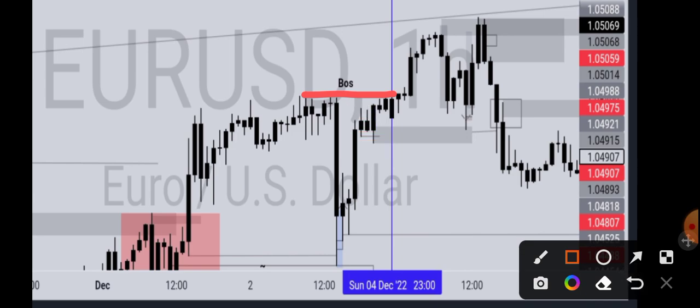Then the range that took the liquidity. So these are the two ranges, and you can see that after breaking structure, price came back to the range and went up. But this is a little move, anyways. But you can see that it went up.